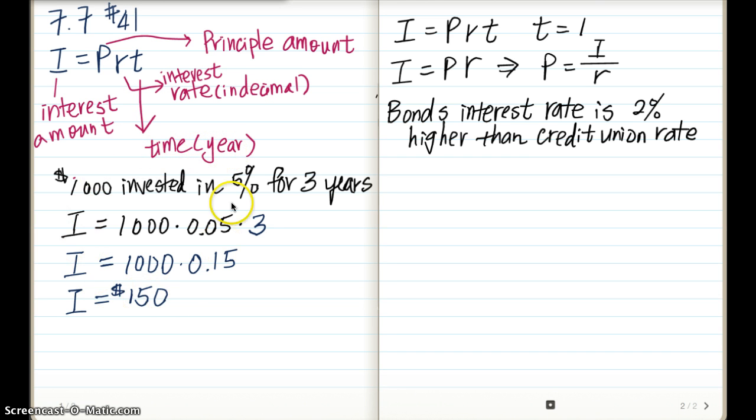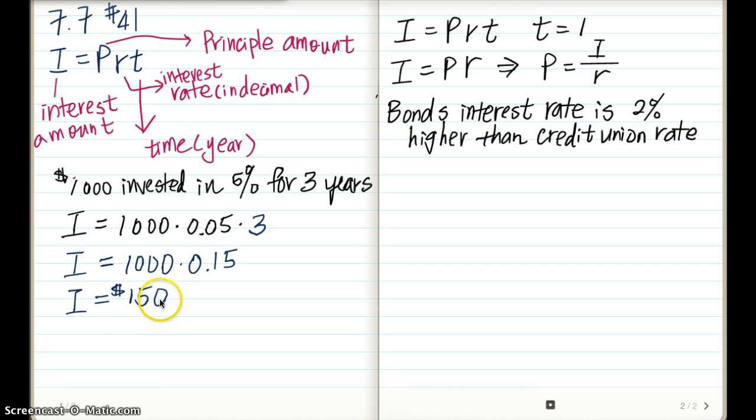I'd like to show you just one simple example of how this is calculated. So for example, if you have invested $1,000 in a 5% account for 3 years, then the simple interest that you will earn would be 1,000 times 0.05, that's the 5%, and then you times that by 3, and that will give you the total interest amount that you will earn.